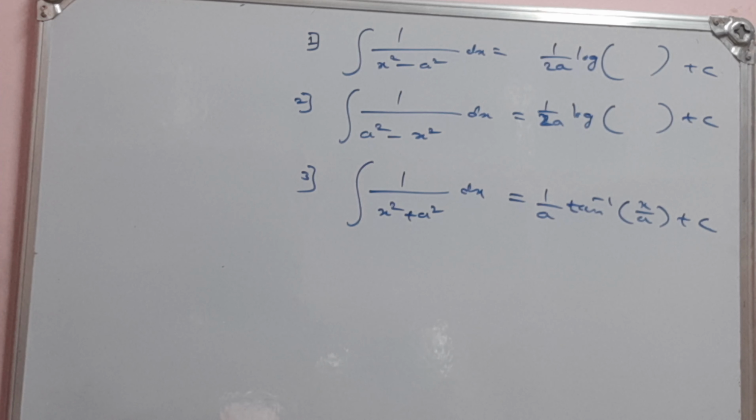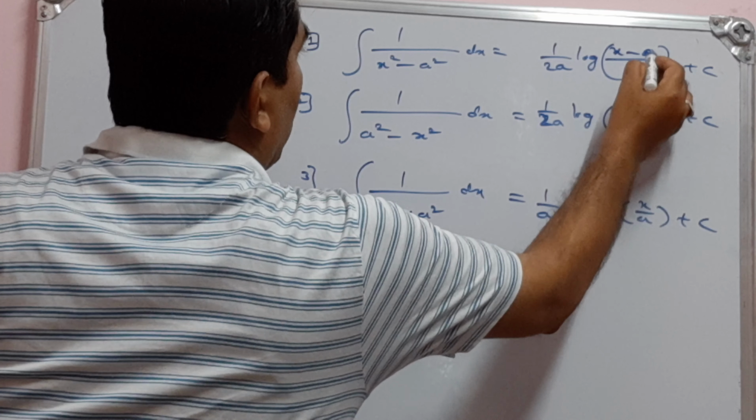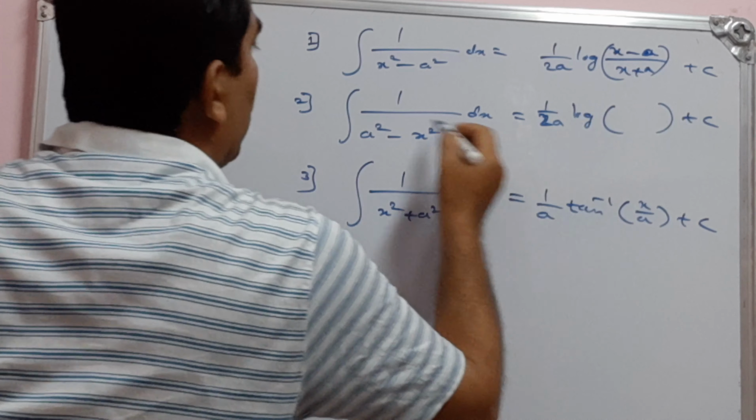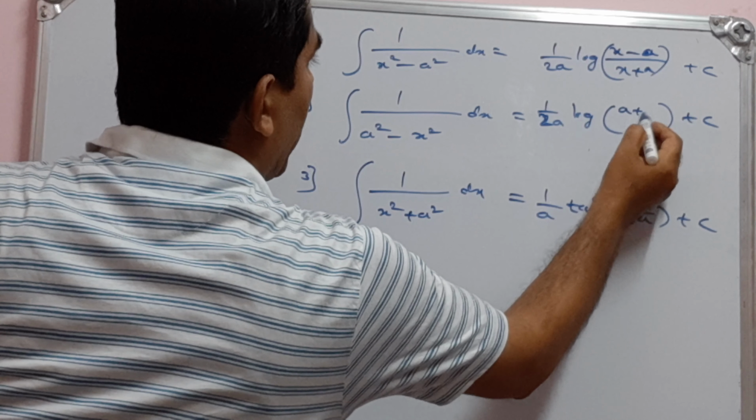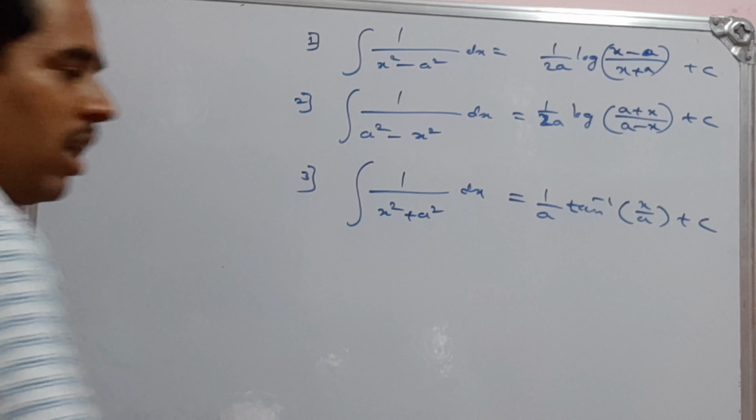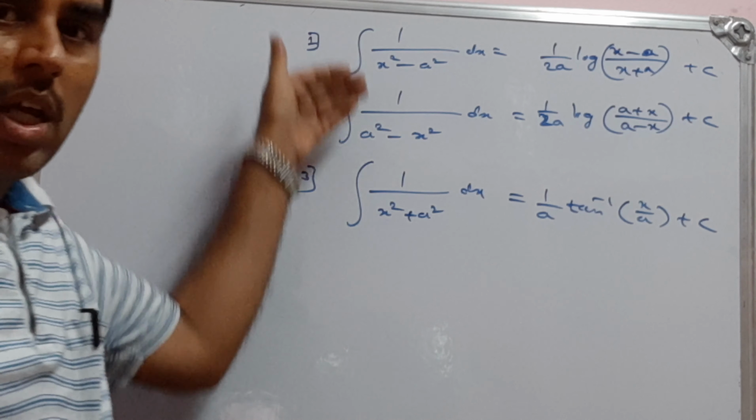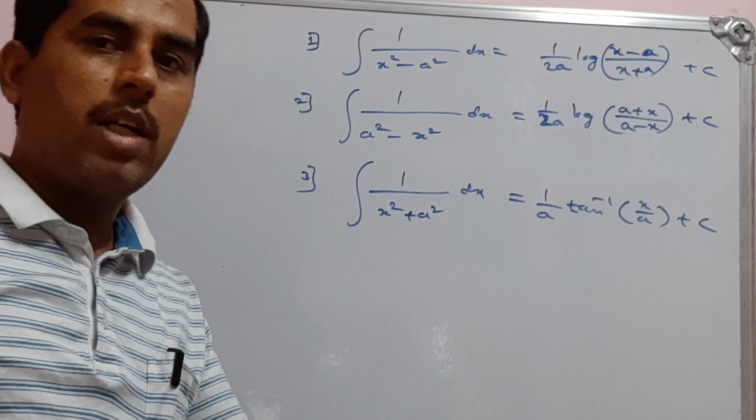Then the first one is 1 by x square minus a square, that is 1 by 2a into log of x minus a divided by x plus a. Then the second one, 1 by a square minus x square, just proved here, is 1 by 2a into log of a plus x divided by a minus x. So these are the three important results which we have proved in this session.